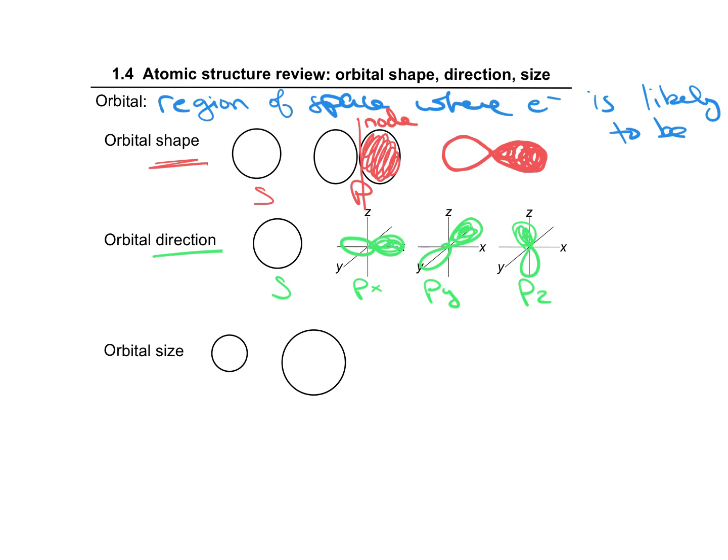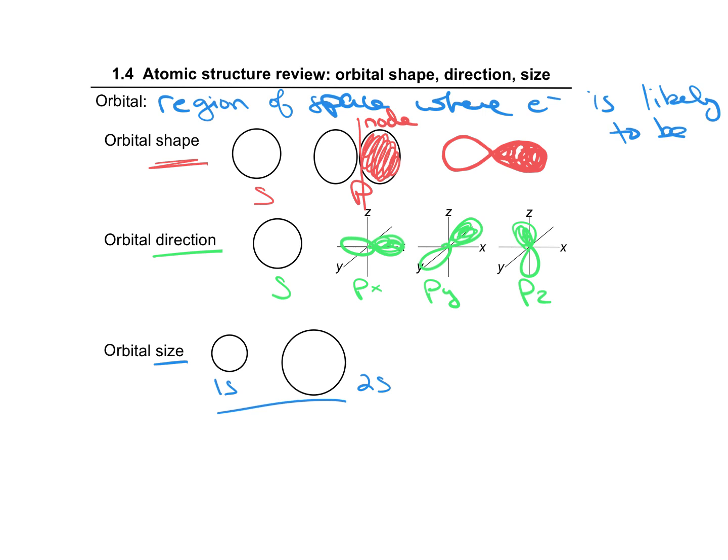And finally, we can think about orbital size. These are both s orbitals, but this one might represent a 1s, whereas this one is a 2s orbital. The numbers 1 and 2, this refers to the principal quantum numbers. We can see that the 1s and the 2s have the same shape, but they're a different size, which means they have a different energy. Now, which one has a higher energy? Often we want to think about potential energy.